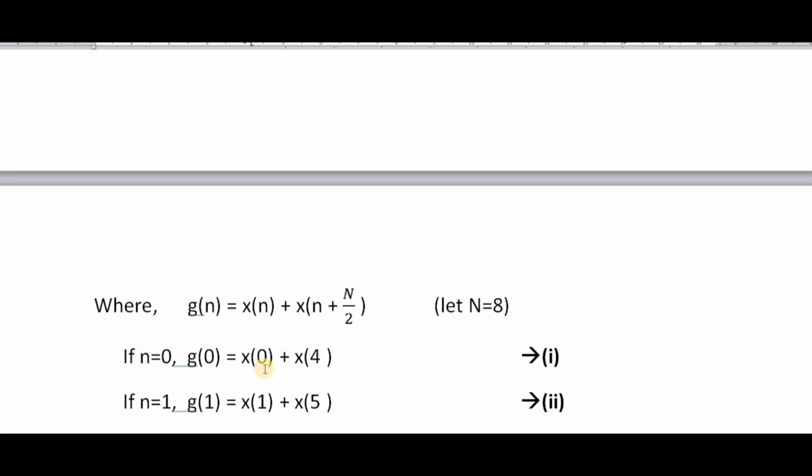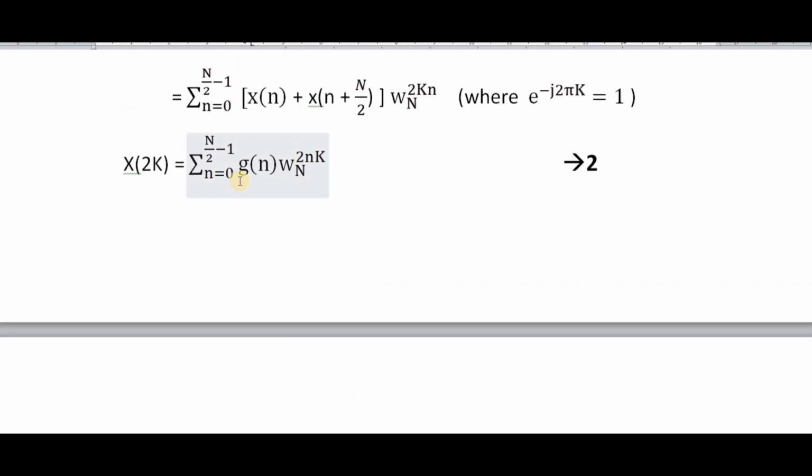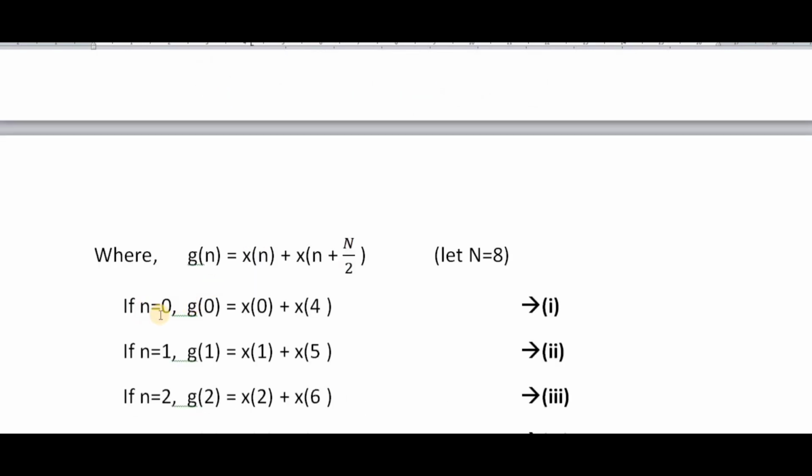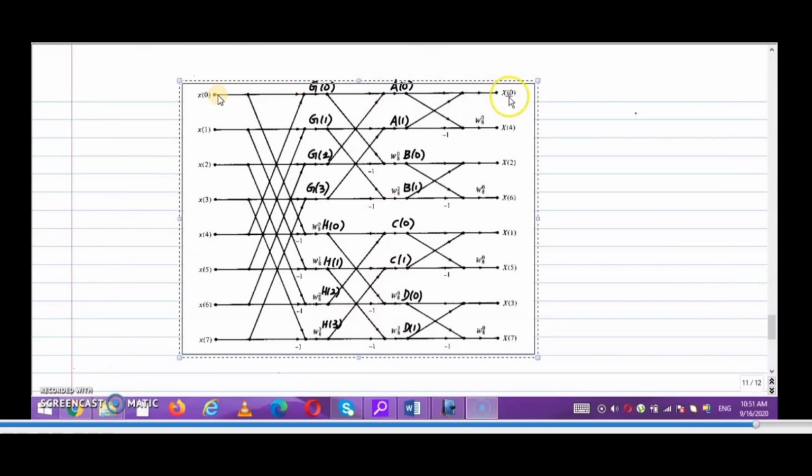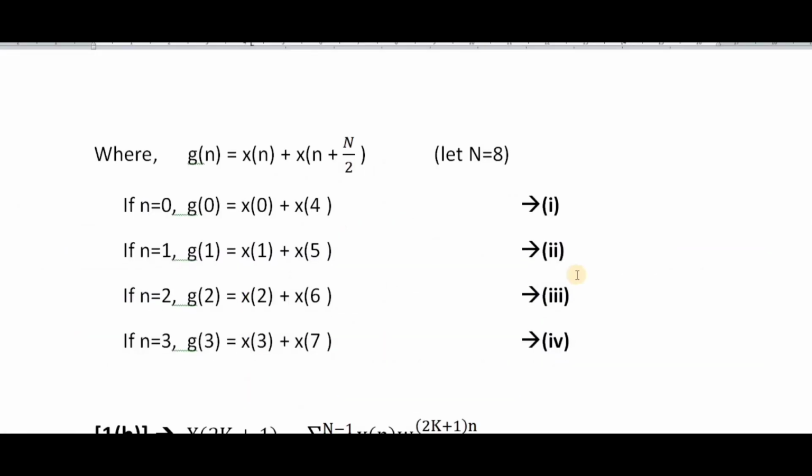Since g of n is ranging from 0 to 3, I am going to substitute n equal to 0, 1, 2, 3. If I substitute, you will get g of 0, g of 1, g of 2 and g of 3 values. So g of 0 is equal to x of 0 plus x of 4, g of 1 is x of 1 plus x of 5, g of 2 is equal to x of 2 plus x of 6, and g of 3 becomes x of 3 plus x of 7. This is what is represented in the equation.